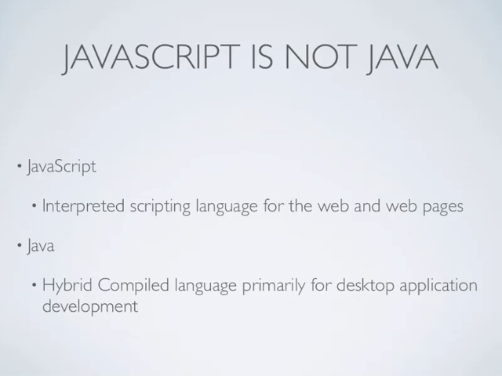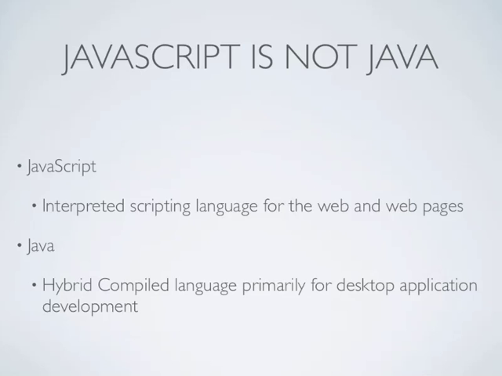There are a lot of differences between these two languages. Just a few of the important ones is that JavaScript, as we just talked about, is an interpreted scripting language that's meant primarily for the web and web pages. Java, on the other hand, is a hybrid compiled language, a compiled language being one that is not interpreted, I guess would be one way of saying it. Java is used primarily for the writing of desktop applications.